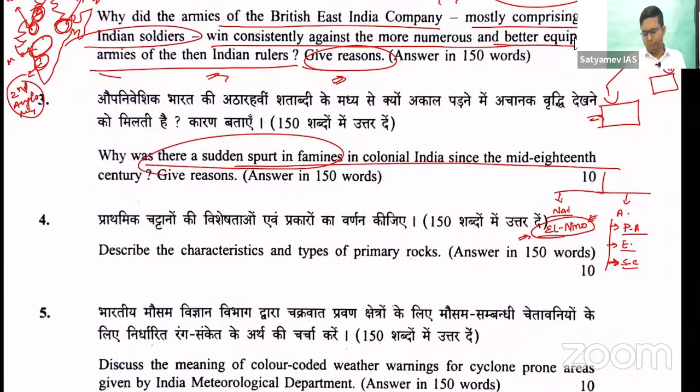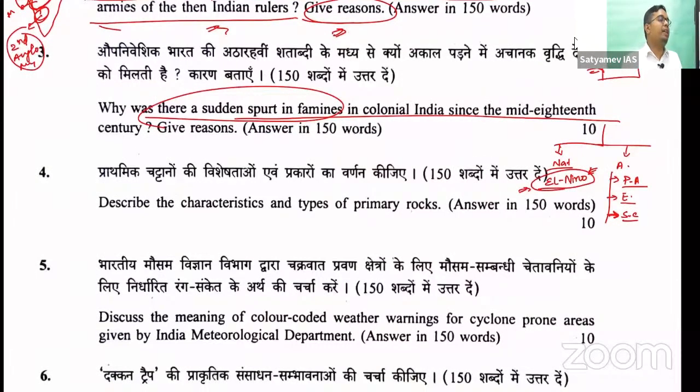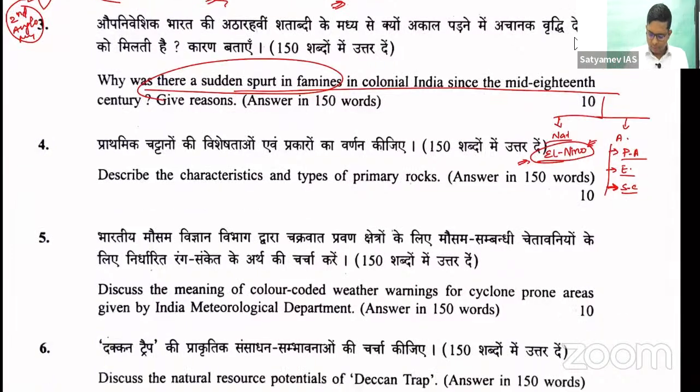Clear? Make sense? So what will be the conclusion? Up to 10 points are done. So the conclusion: the famines of the mid-18th century brought a situation of poverty and hunger among Indians, and this made the Indian population more vulnerable to colonial rule, or you can say colonial exploitation increased subsequently after that. Clear? Making sense?